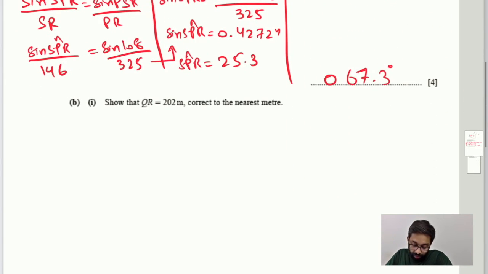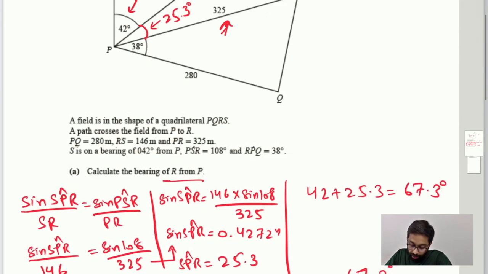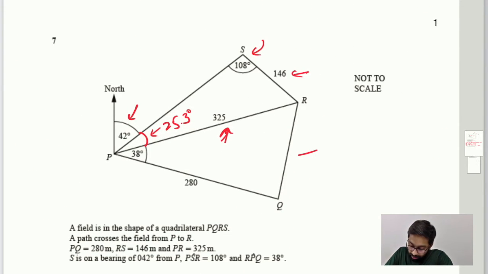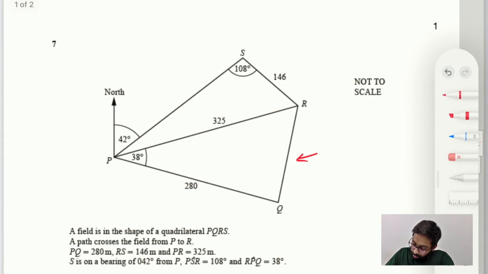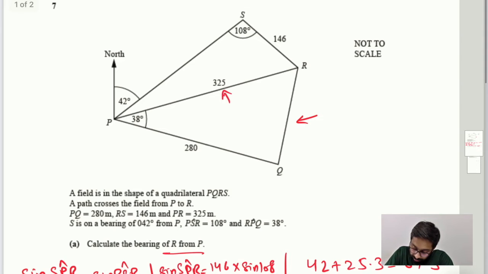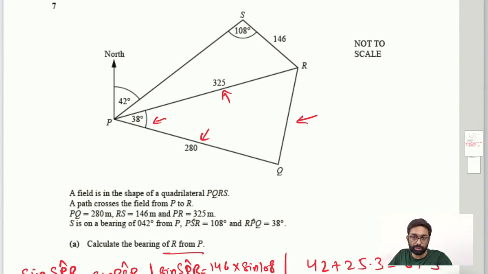Let's move on. Show that QR is equal to 202 meters, correct to the nearest meter. Okay, so QR is this length. So let me remove all the other information from this. So we are just looking for QR now. We have this length, we have this length, and we have this angle. So it's very simple. We use the cosine rule.